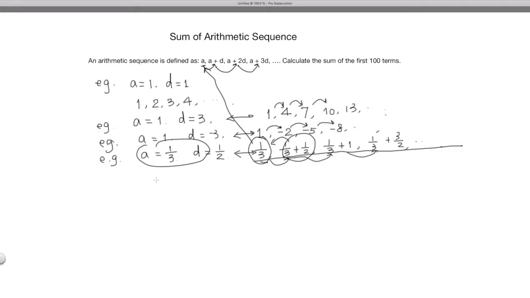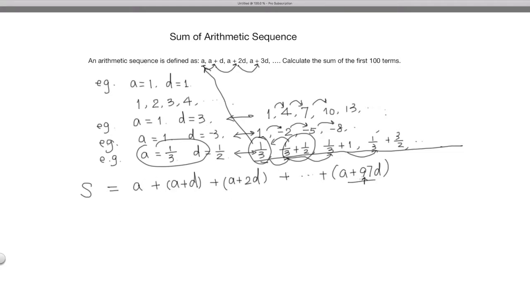Now in this lecture, we concern ourselves with calculating the sum of an arithmetic sequence in its general form. So the question we're asking is how we calculate this sum: s equals a, the first term, plus a plus d, which is the second term, plus a plus 2d, plus all the way to a plus 97d, which is which term? Think about it. This is the 98th term because we start with a plus 0d.